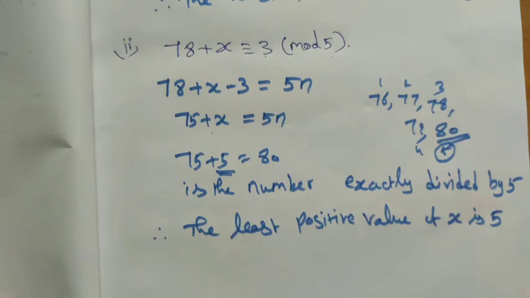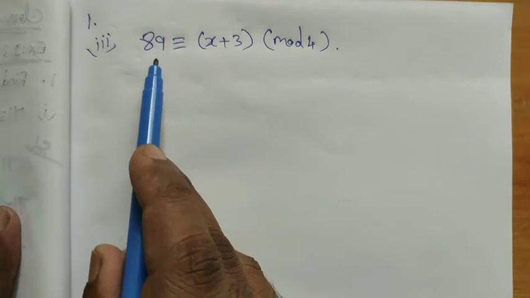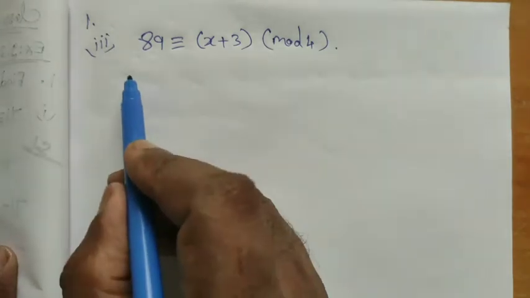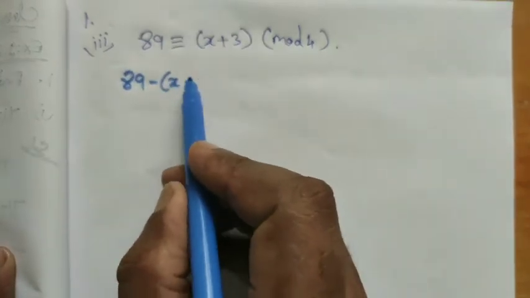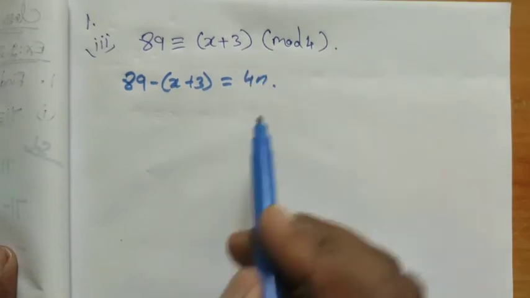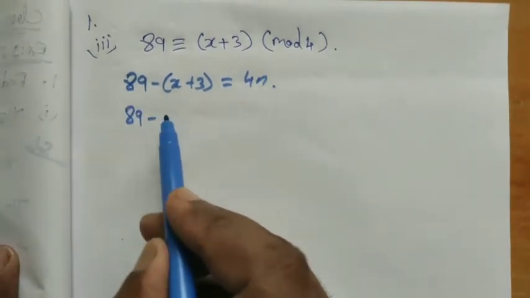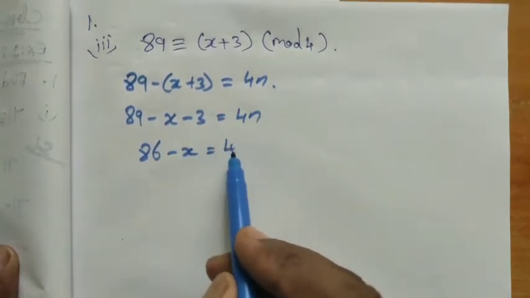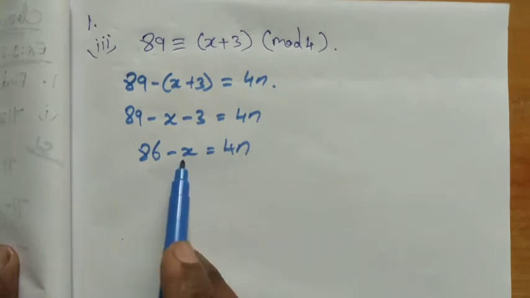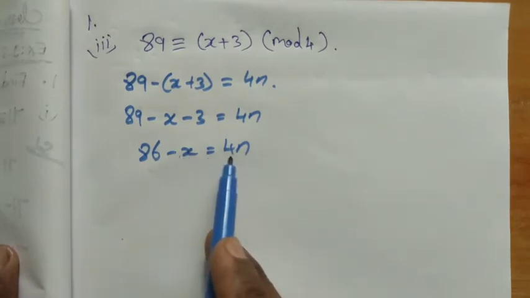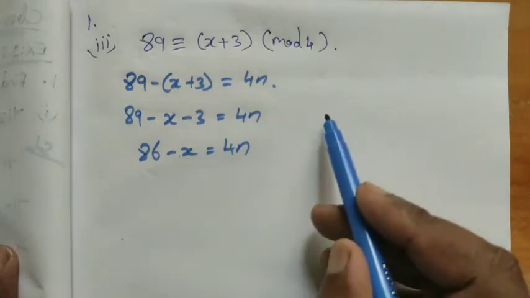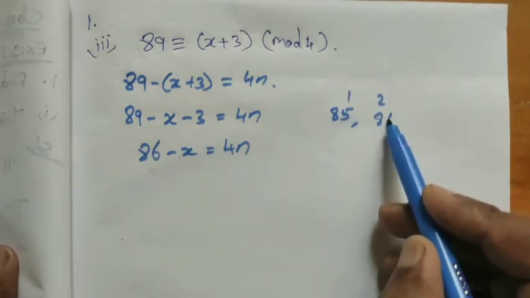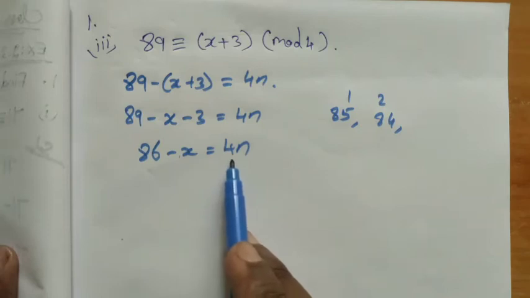Let's see the next Roman number. The Roman number 3 is given as 89 congruent to x plus 3 mod 4. Let me take this term to this side, 89 minus (x plus 3) is equal to 4n. When I remove the bracket, 89 minus x minus 3 is equal to 4n. So 86 minus x is equal to 4n. So 86 minus some integer should be exactly divisible by 4. If I put x equal to 1, we get 85, so it is not divisible by 4. And x equal to 2, we get 84. 84 is exactly divisible by 4, right?